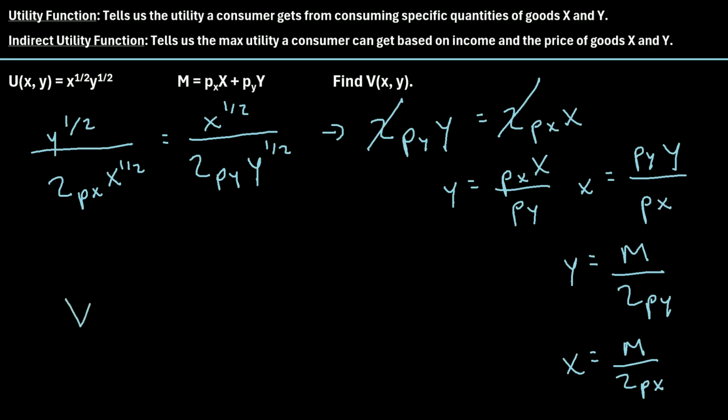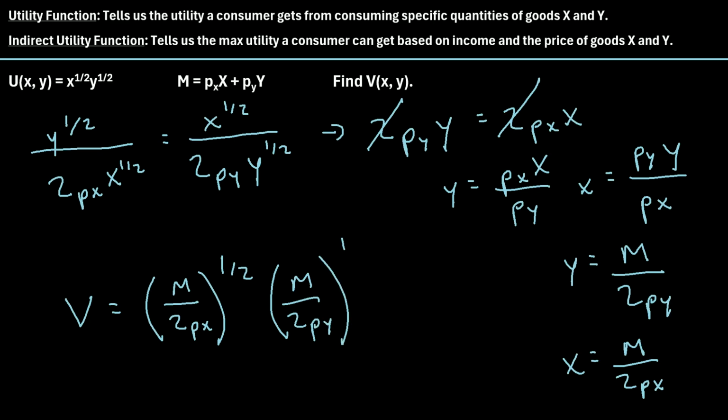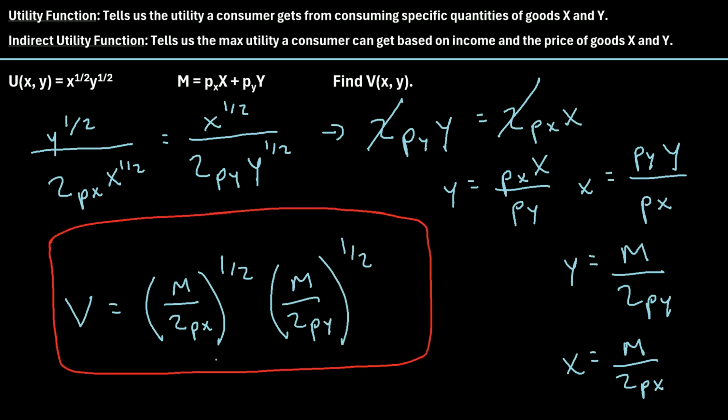So we can say that V, our indirect utility function, is equal to, let's take this value of X and plug it into the utility function. So we'll have M divided by 2 times the price of X to the 1/2. And then we're taking this quantity for Y and we're plugging it in for Y right here in the utility function. So we have M divided by 2 times the price of Y to the 1/2. So this is our final answer, and it tells us the max utility that a consumer can get based on their income, M, and the price of the goods, P of X and P of Y.